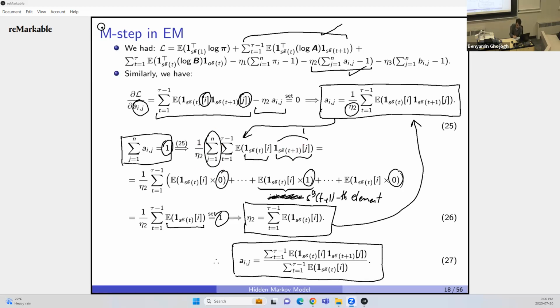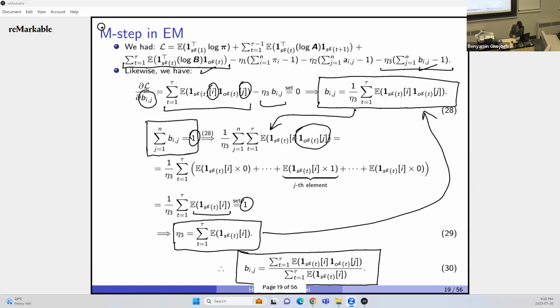Why don't I do this for this term? Because I don't have a summation over i. I have a summation over j, and only one of them will be 1. So here also, likewise, which element is it? It's not j. It's the OGth element, because of this. And I have a summation over j, right? Only one of the OGth elements is 1 by definition, and the rest will be 0.